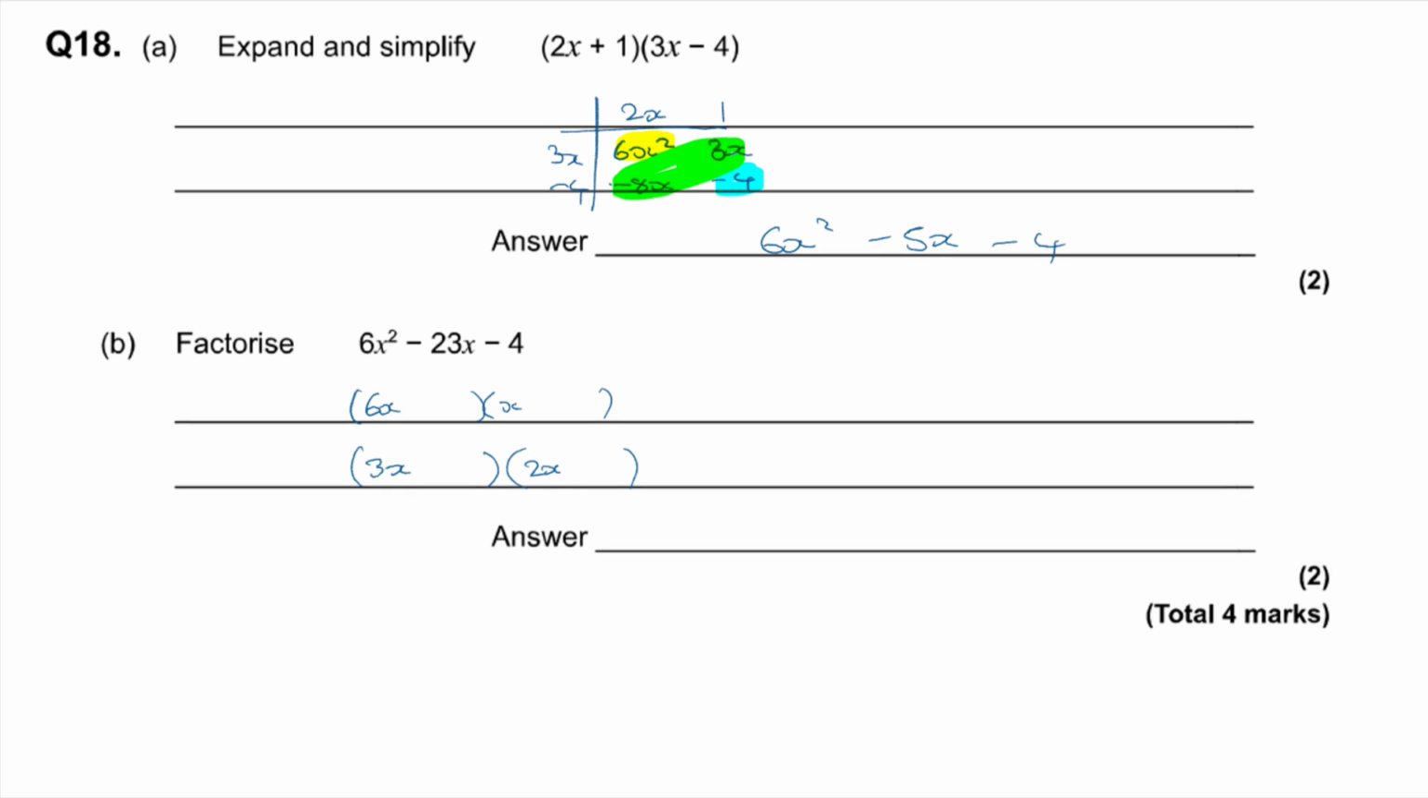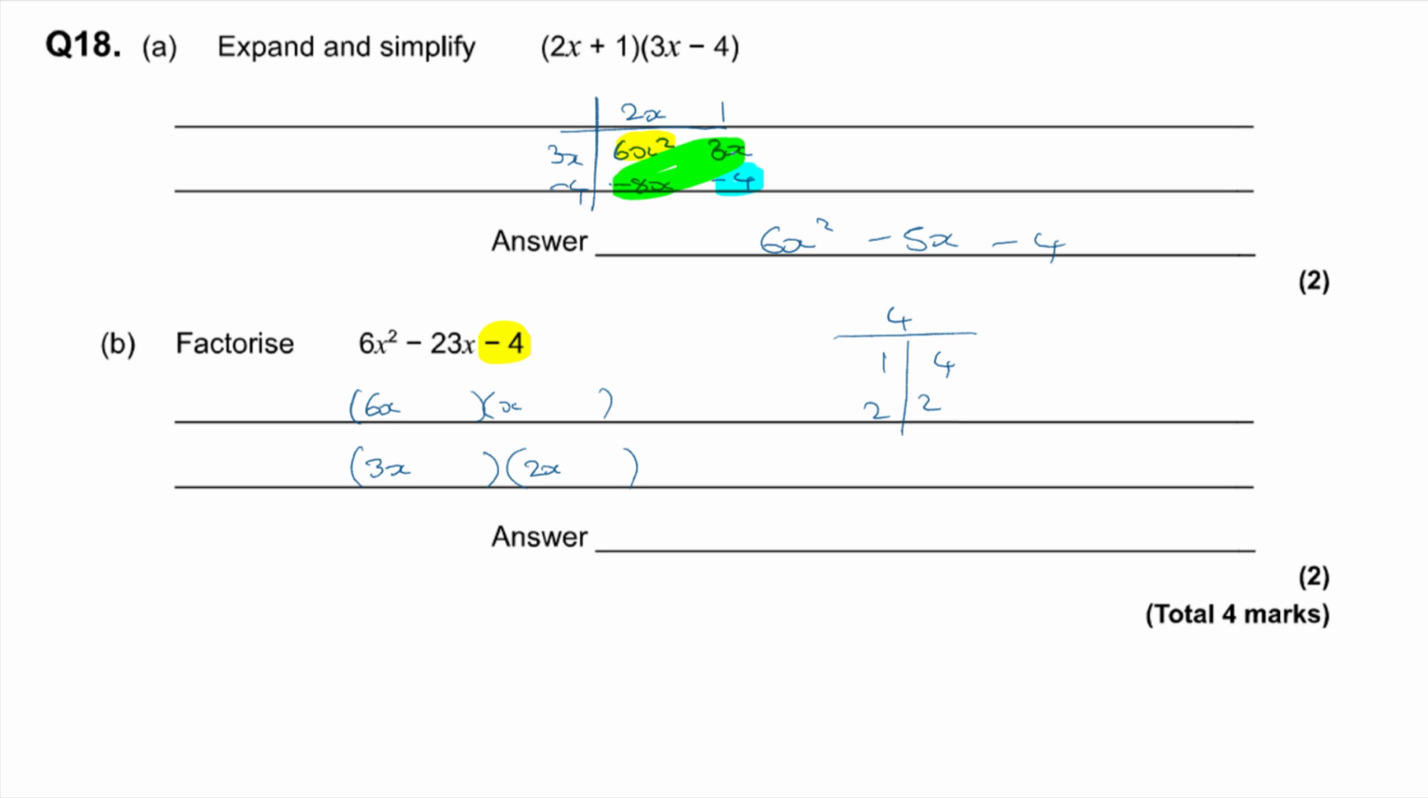Other than that, I'm just going to do it like I did before. I'm going to take the number on the end and think about what the factor pairs are: 4 and 1, and 2 and 2. So how am I going to get minus 23 out of those numbers? Well, it's quite a big number, isn't it? So I'm going to have to multiply the bigger number with the bigger number.